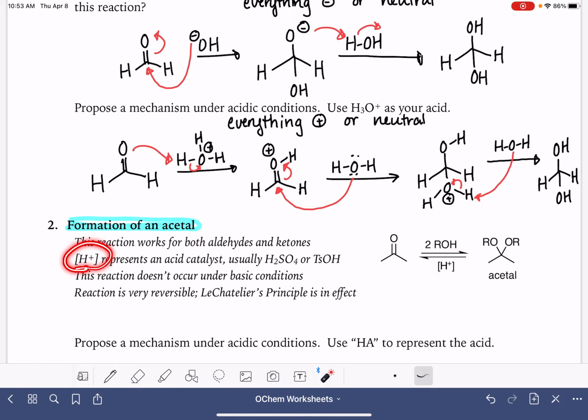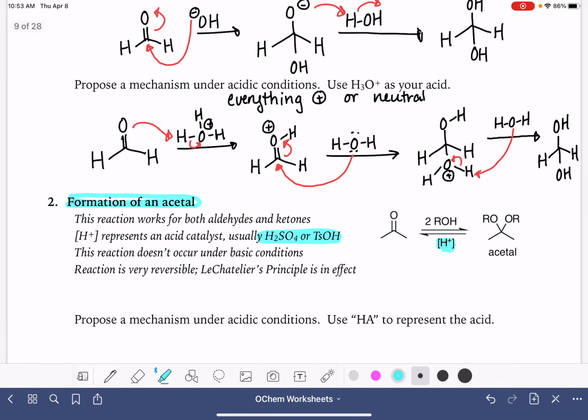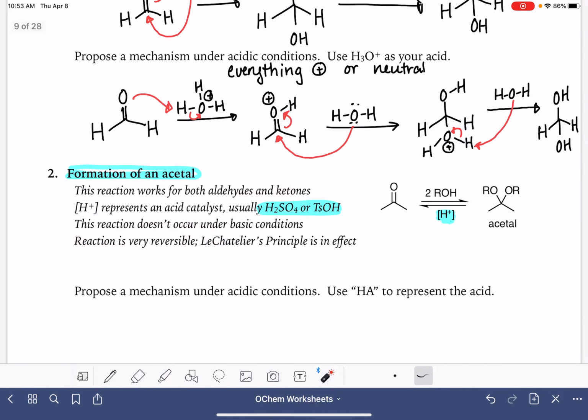For the acid that's typically used in this reaction, H2SO4 sulfuric acid or TsOH, those are the most common acids that we see used in this reaction. This reaction is very reversible. That's something that I'm going to talk about on the next page of the worksheet.